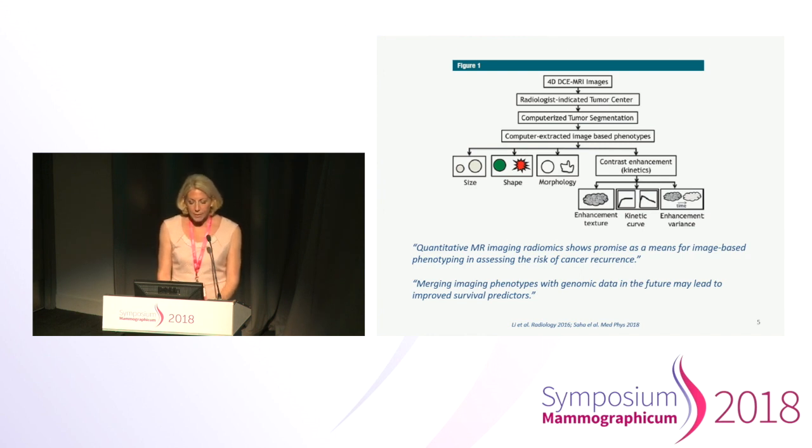Quantitative MR imaging radiomics shows promise as a means for image-based phenotyping in assessing the risk of cancer recurrence. And merging imaging phenotypes with genomic data in the future may lead to improved survival predictors.